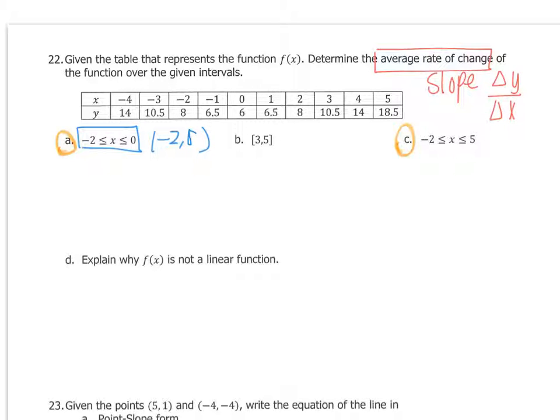Oh my goodness, my cat just sat on this and now I can't write anything. Negative 2, positive 8, there we go.